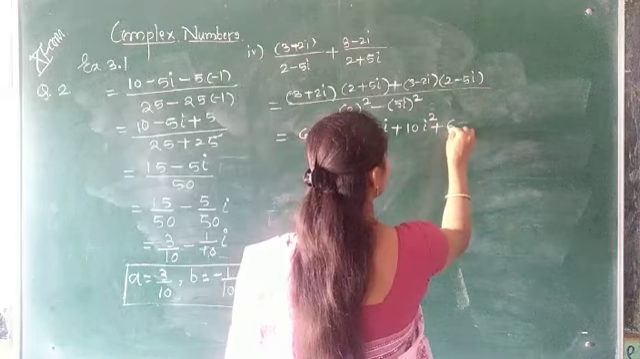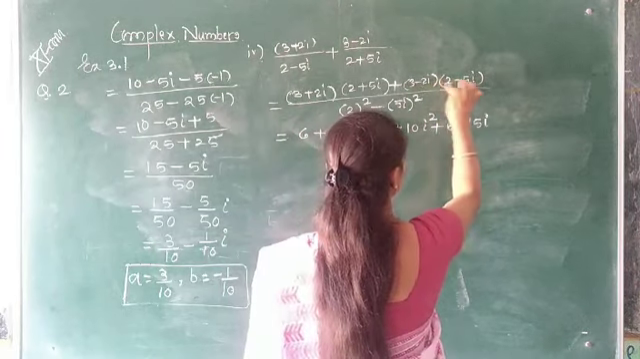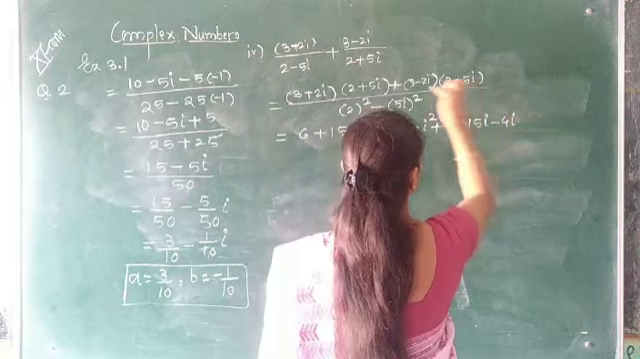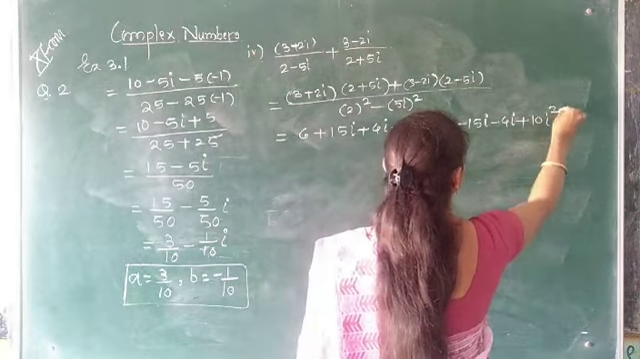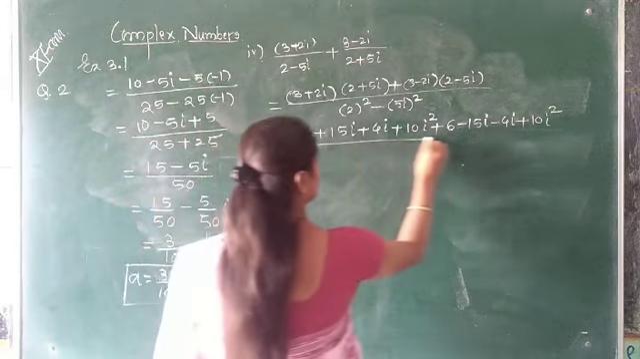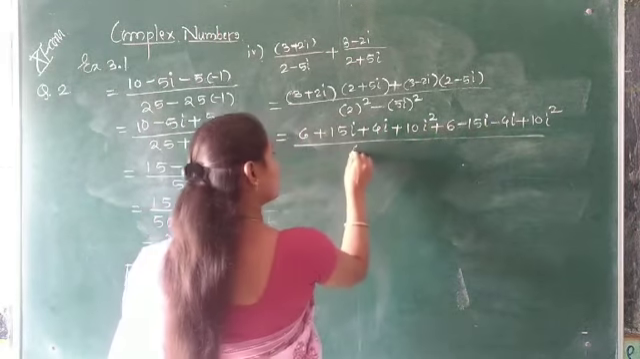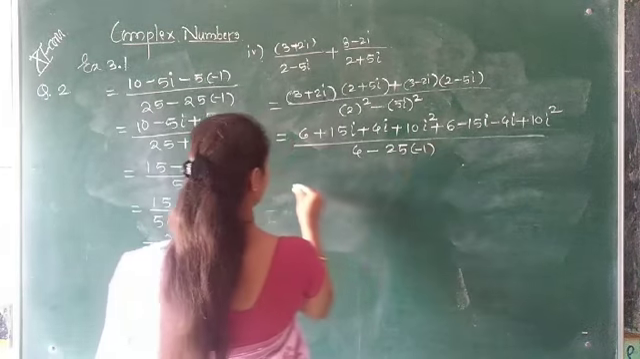Now take the product of these two. Again 3 into 2, 6. 3 into minus 15i. Next minus 4i. And here minus minus plus, 5 into 2 is 10 into i squared. Let us see. Divided by 2 squared, 4, minus 5 squared, 25, and i squared is minus 1.